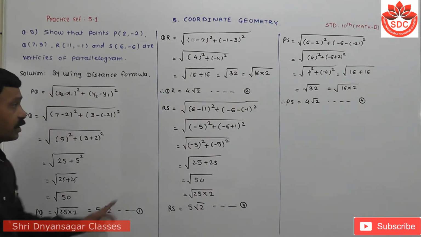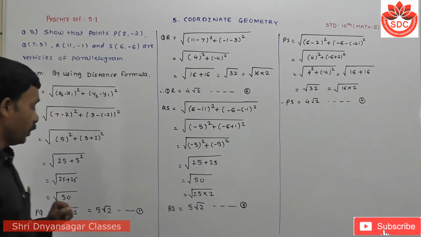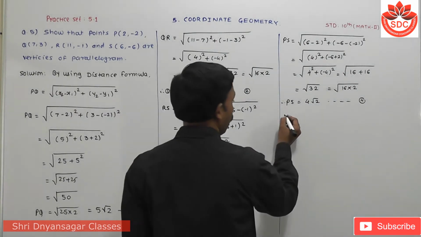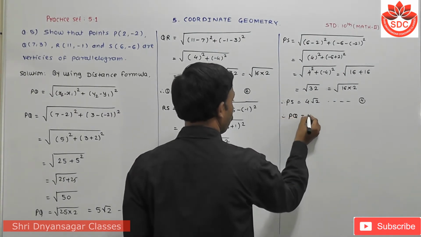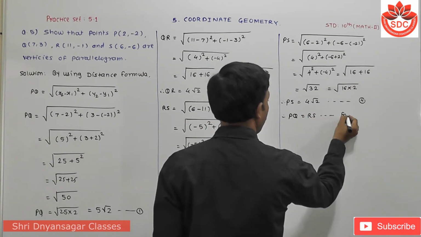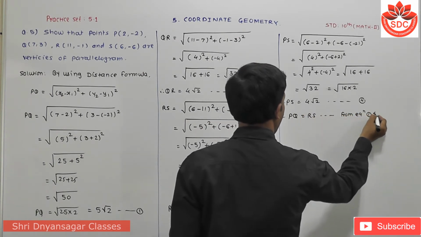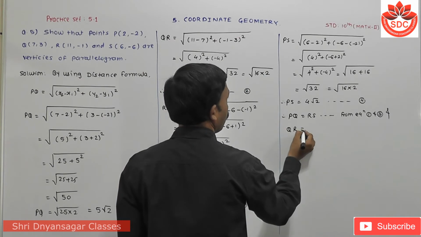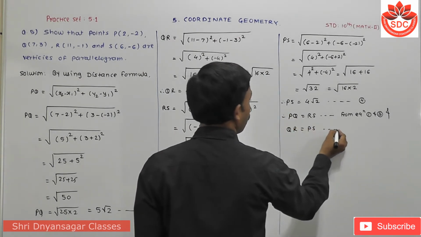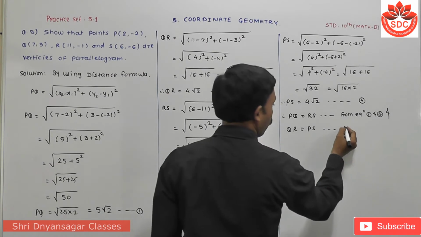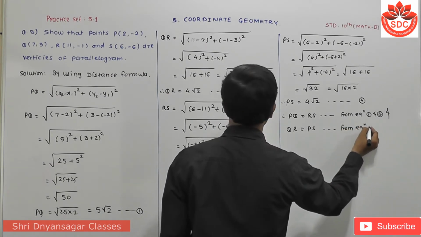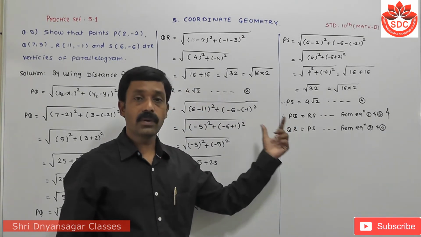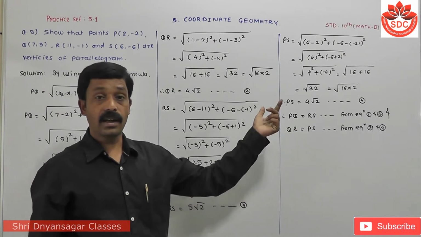Students, observe equations 1, 2, 3 and 4. The observation is that from equations 1 and 3, PQ is equal to RS. So I write here PQ equals RS, reason: from equations 1 and 3. And QR is equal to PS, both are 4 root 2, from equations 2 and 4. This means, students, the opposite sides of this quadrilateral PQRS are equal. That is, they are congruent.